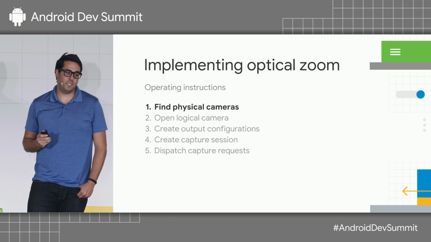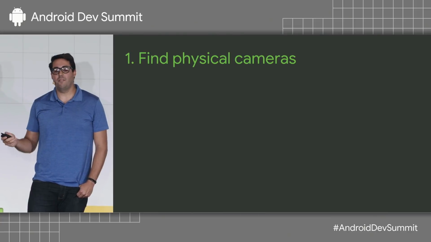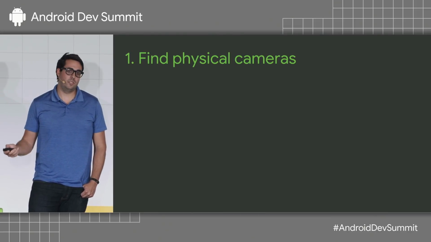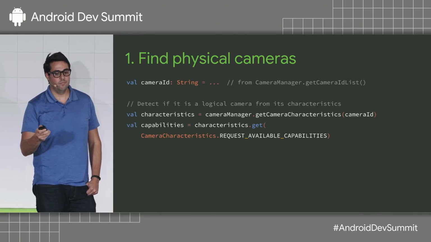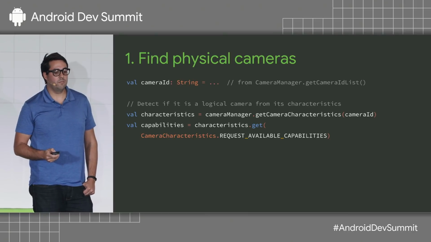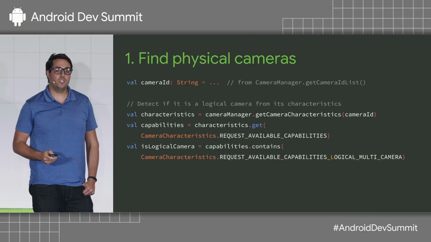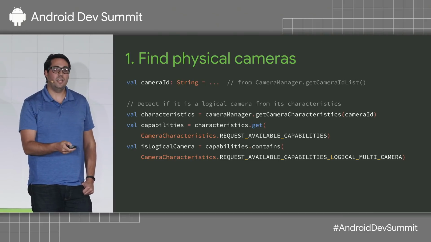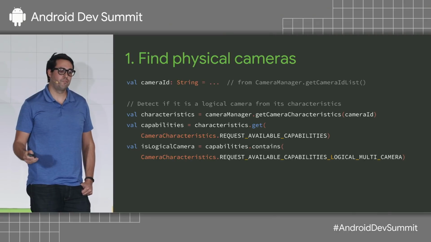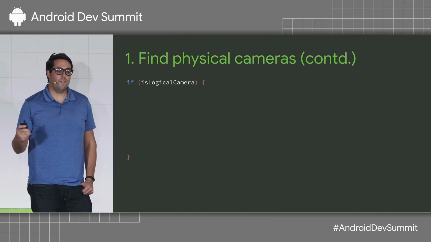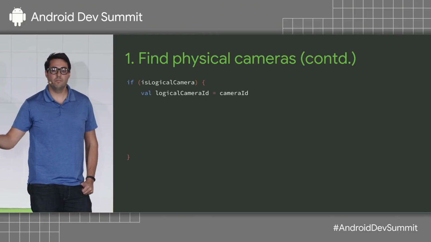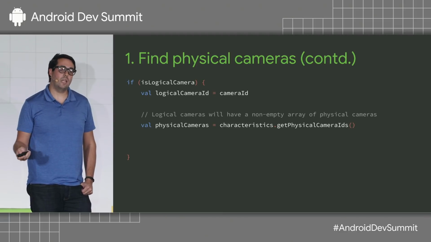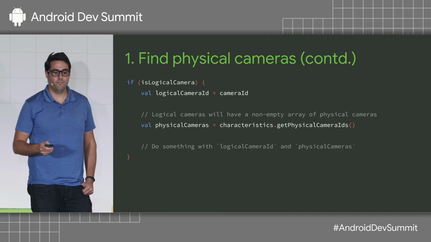Step number 1, find the physical cameras. We start by identifying pairs of physical cameras that can be opened simultaneously. Using the camera characteristics object, we look for the advertised capabilities. And if logical multi-camera is one of them, we know this device is a logical camera. Now that we found a logical camera, we store it. We'll need the ID for later. And we get the physical cameras associated with it. Then we can move on to the next step.